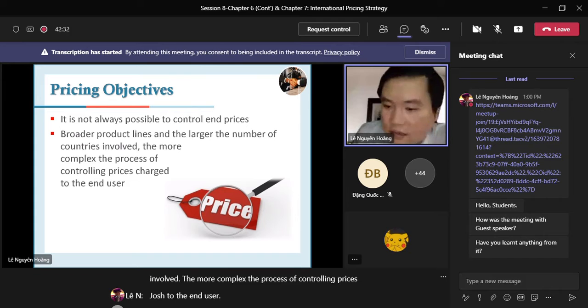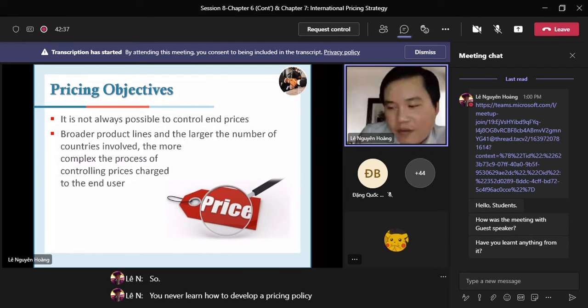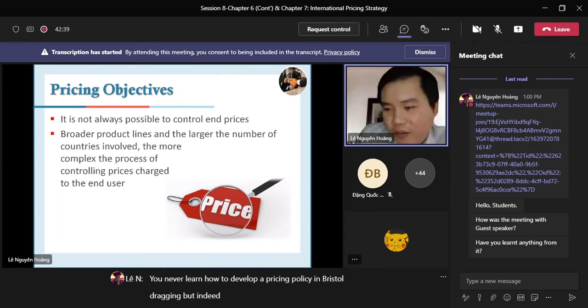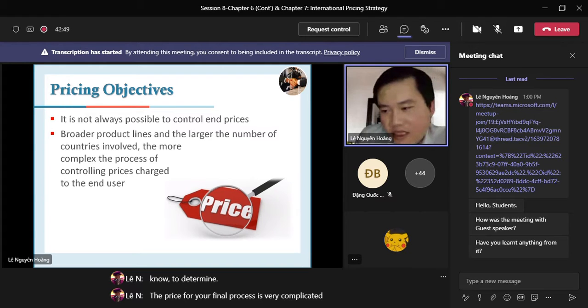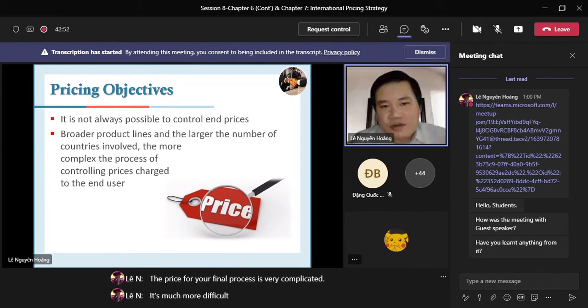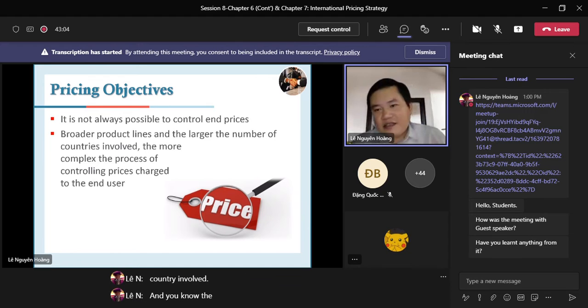So you only learn how to develop a pricing policy in principal marketing, but in the international market, determining the price for your final products is very complicated. It's much more difficult because there's a much broader number of countries involved, and the factors associated with pricing are very complex.